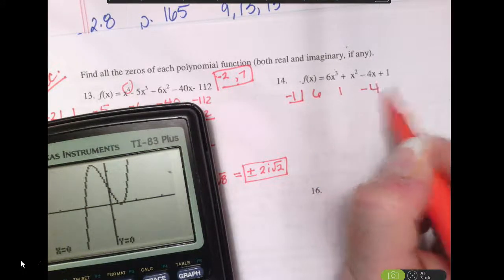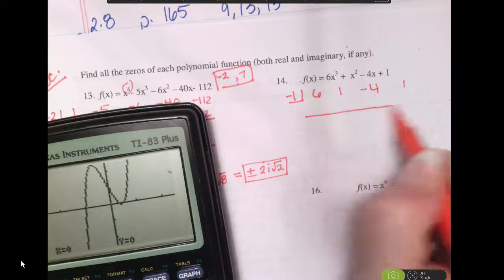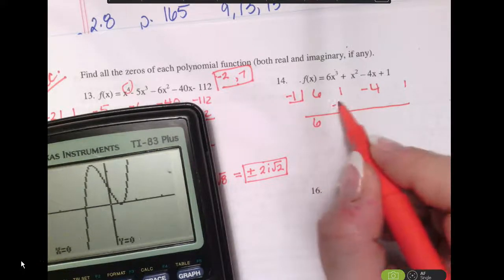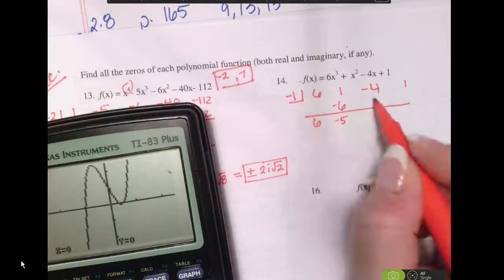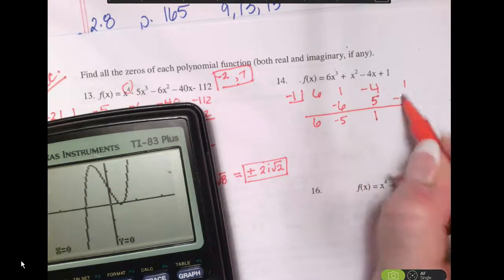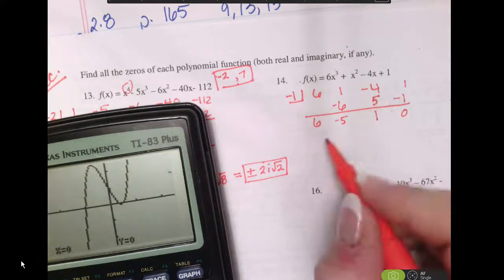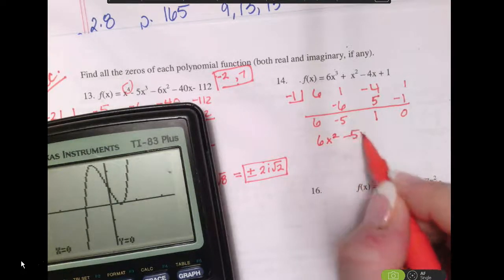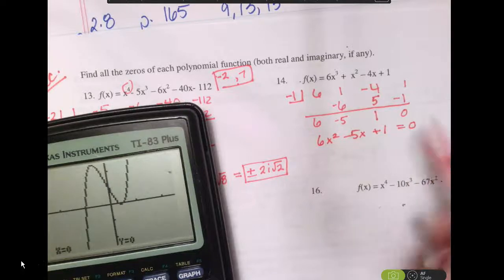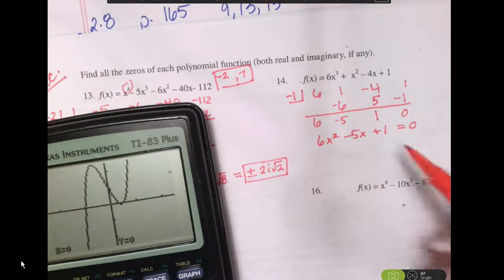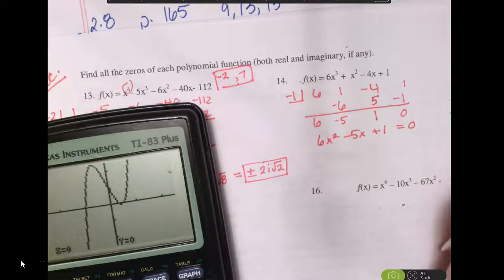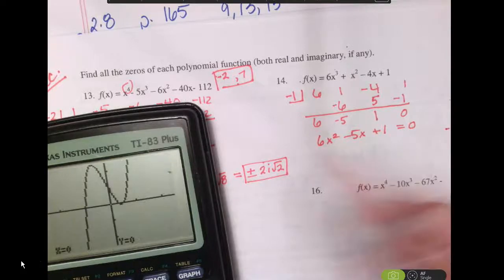Use synthetic division, and I'm checking, and I don't need any placeholders, so 6 times -1 is -6, that's -5, positive 5, 1, -1, 0. Okay, so now I end up with 6x squared minus 5x plus 1 equals 0. And so I want to see if this is going to factor. So 6 times 1 is 6. You need two things that multiply to 6 that add to equal -5. So that would be -2 and -3. Is that right?